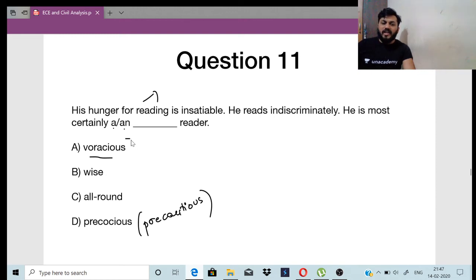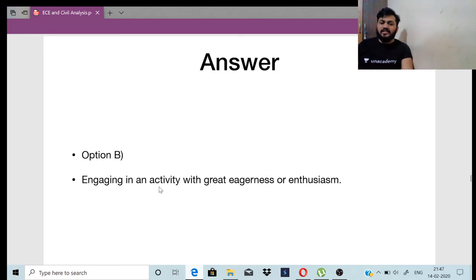So he is a voracious reader, right? Meaning give him anything and he will read it. He loves reading. Voracious means engaging in an activity with great eagerness or enthusiasm. When you love something, when you love to do something, that is called eagerness or enthusiasm. I like doing this work, so whatever happens I will do this work, right?